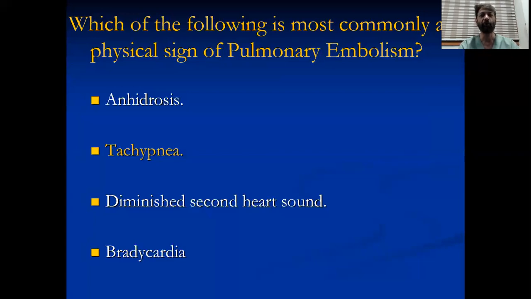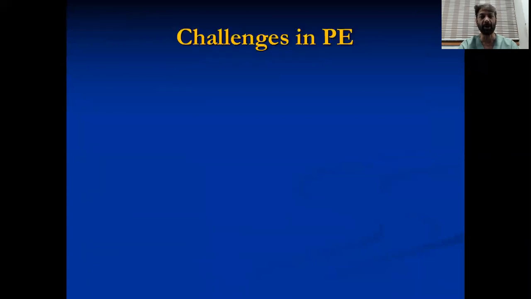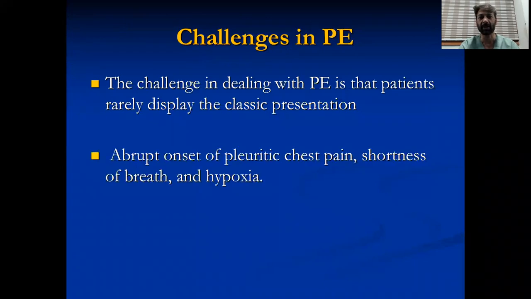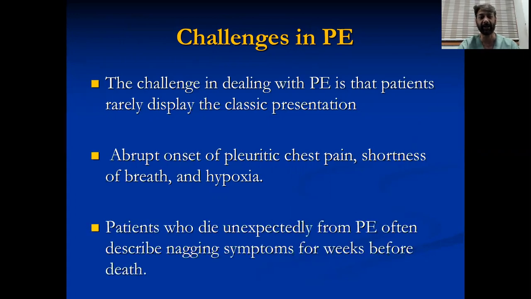Let's go through a few important points about pulmonary embolism. The challenge which we have to face is that pulmonary embolism patients rarely display with the classical presentation. And what is that classical presentation? Abrupt onset pleuritic chest pain, shortness of breath, and hypoxia. The classical features which you used to learn in academics.